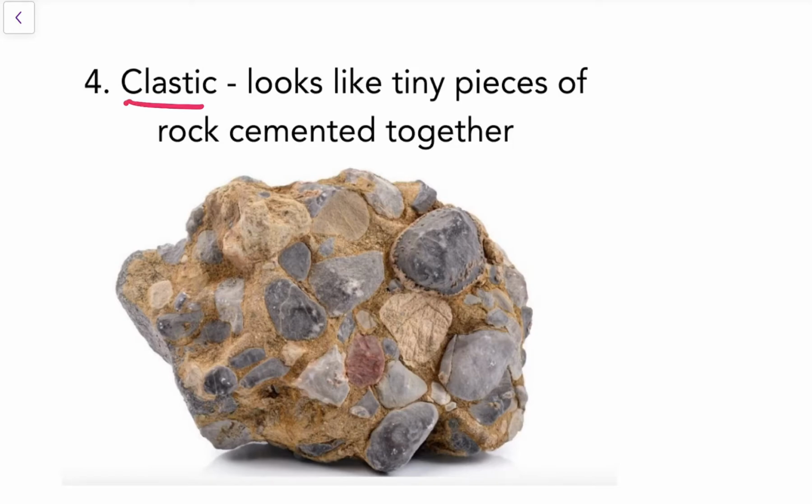If you look at this rock, you can see all these different individual rocks that just look like they're cemented together. This is different than the igneous rocks we looked at in our last video because you couldn't see individual rocks in there. You may have seen crystals, you may have seen different colors, but here this is distinct because it just looks like tiny pieces of rock, or sometimes not even so tiny, that have been cemented together.